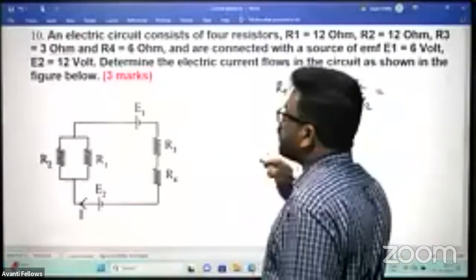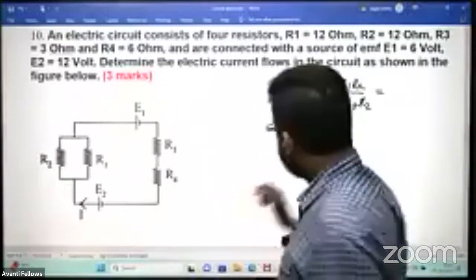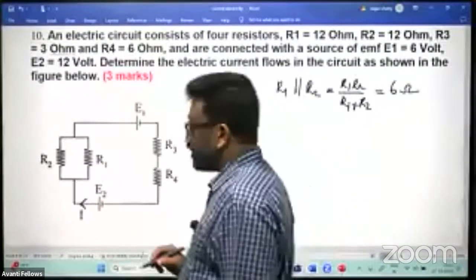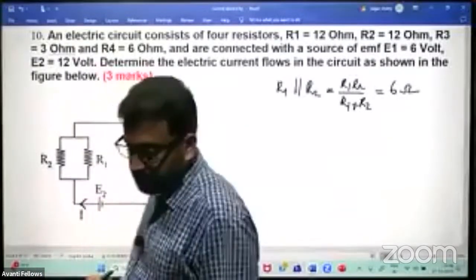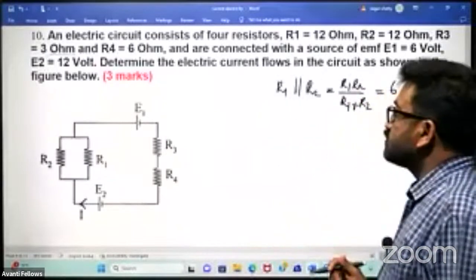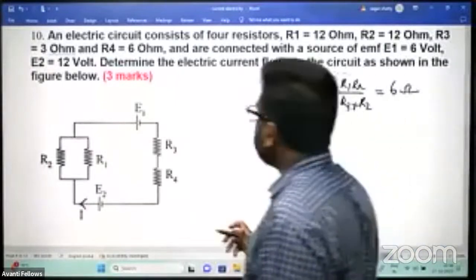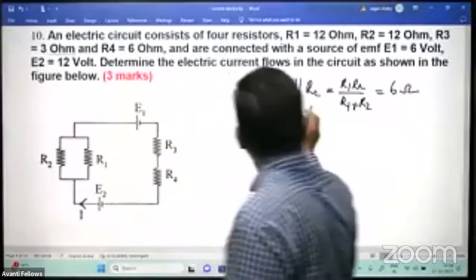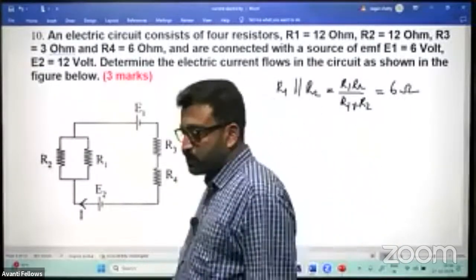This will reduce to, what are the values? R1 and R2, 12 and 12. It reduces to 6 ohm. Okay. Then EMF is... okay. Now we have E1, E2, two EMFs. Then the parallel form of this R1 and R2, then R3 and R4. Three resistors and two cells we have now.